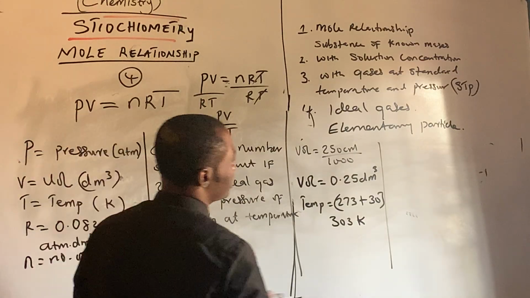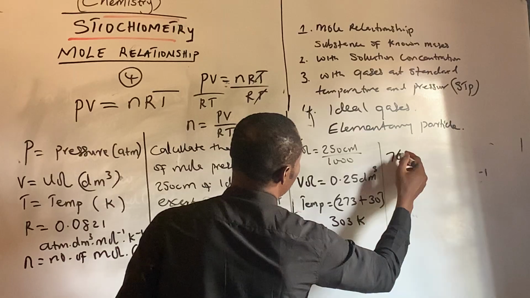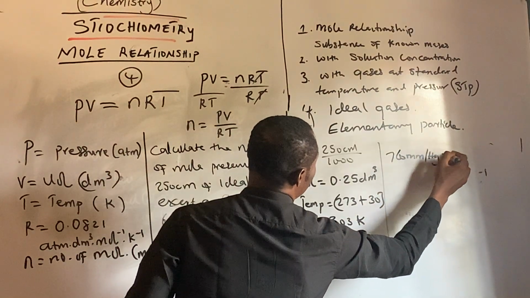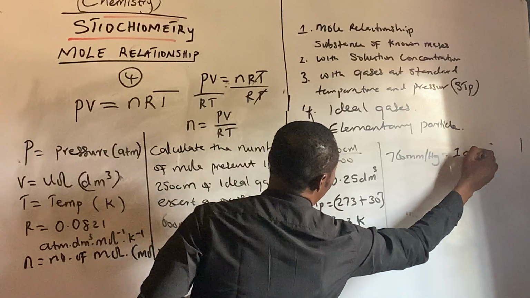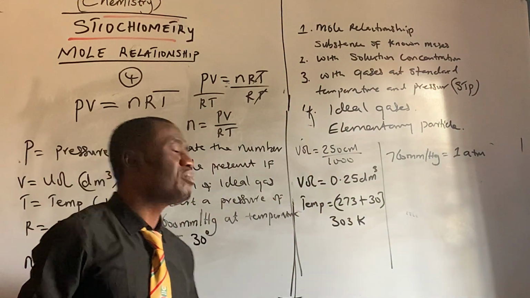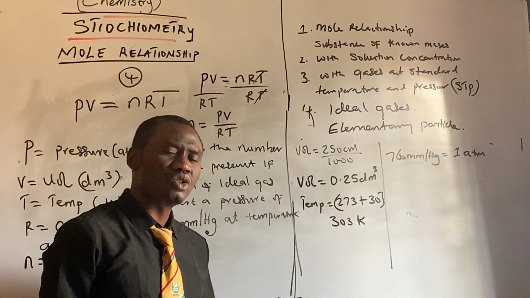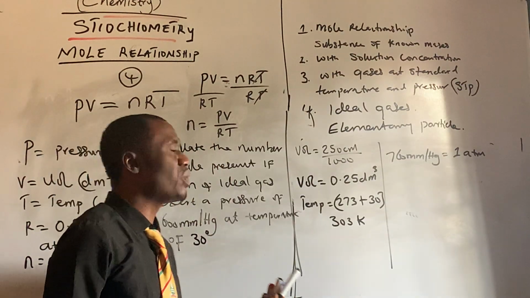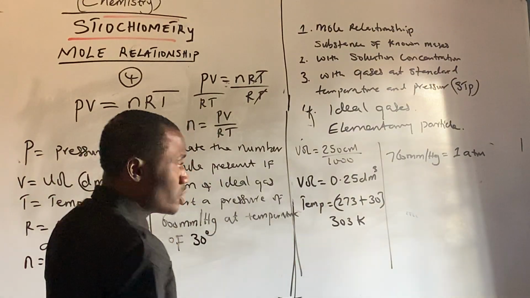Understand that 760 millimeter mercury is equivalent to 1 atm. Let me say that again: 760 millimeter mercury is equivalent to 1 atm. Now, we are going to convert 600 millimeter mercury to atm. So let's do the conversion.